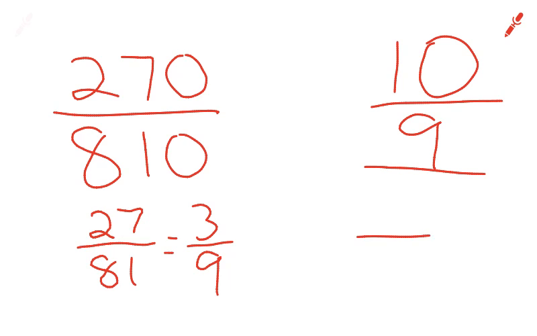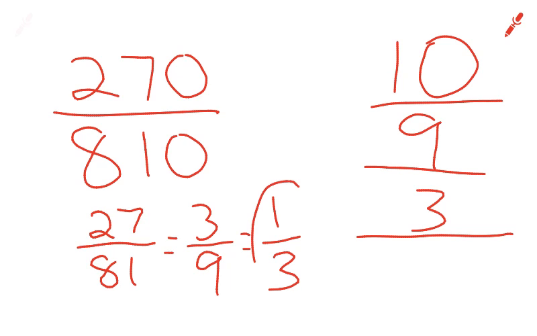And we have one last blank to do. 3 and 9 are divisible by, well, 3 goes into both. 3 goes into 3 one time, 3 goes into 9 3 times. Your final answer, a lot of work, is 1 over 3.